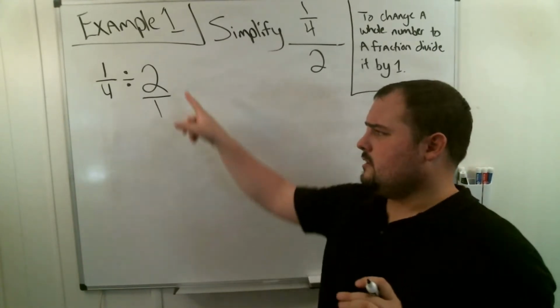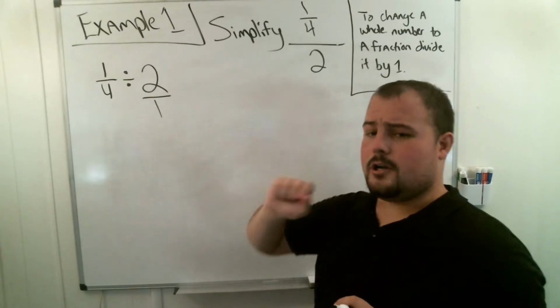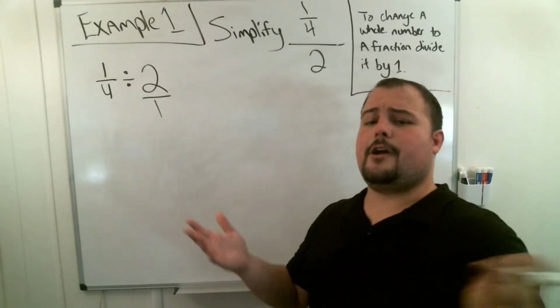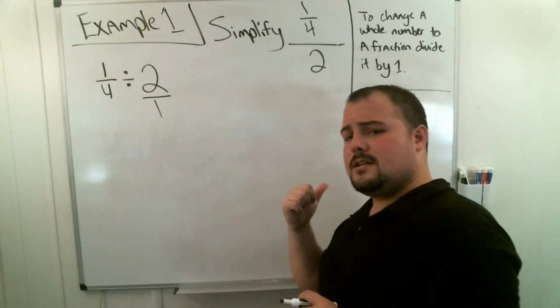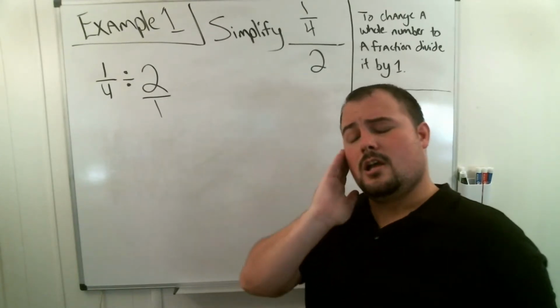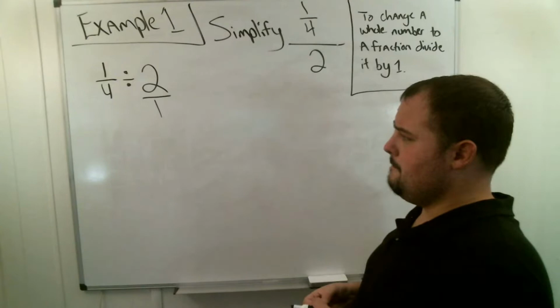Just so you know, we did not change this. 2 divided by 1 is still 2. All we did was write its fraction form. Any number can be written as a fraction as long as we divide it by 1. And we'll be using that method a lot in this one.